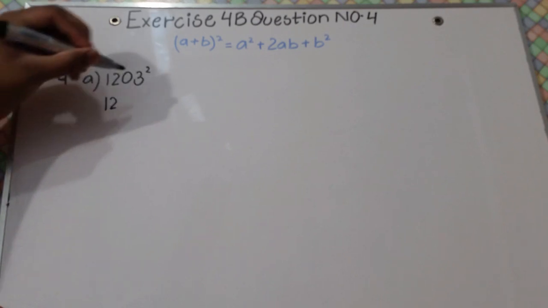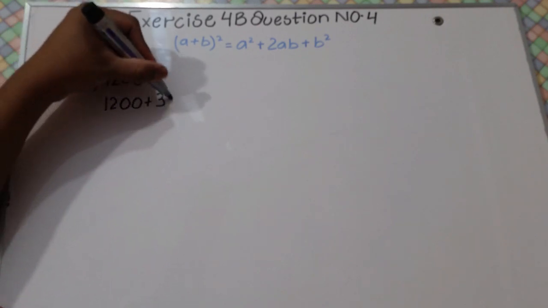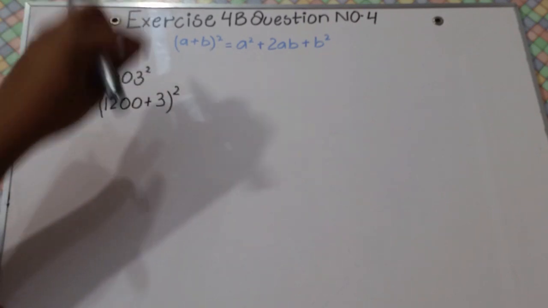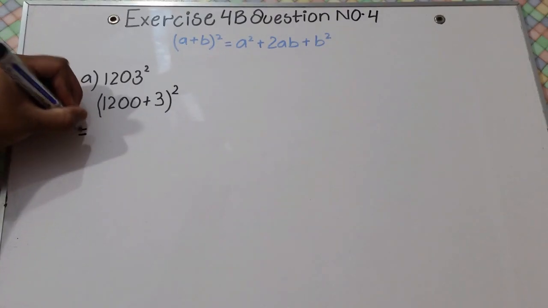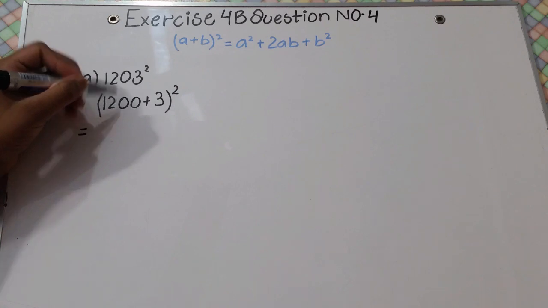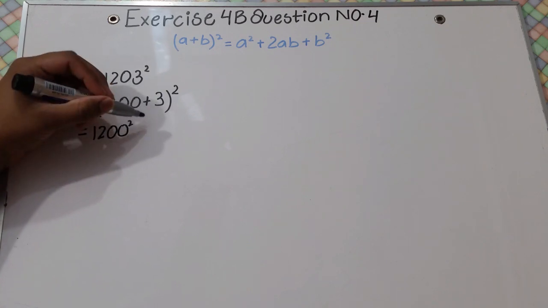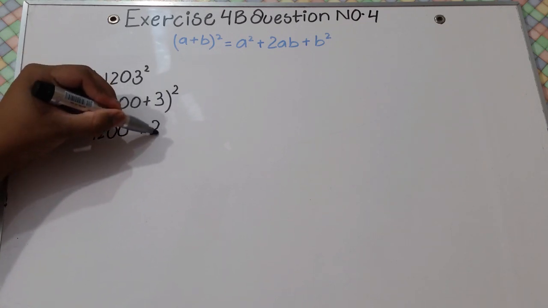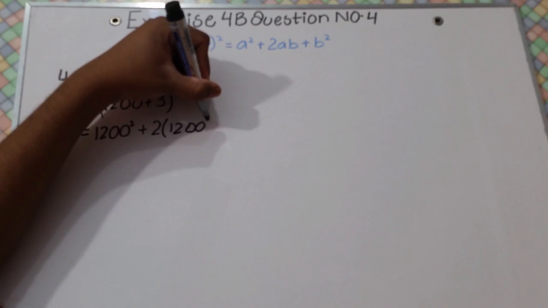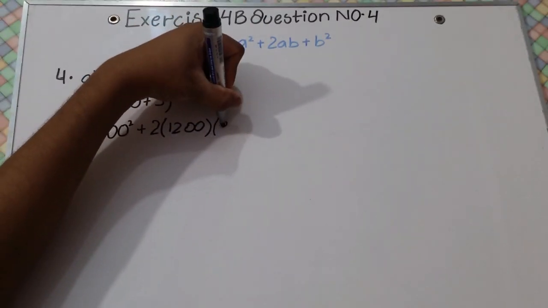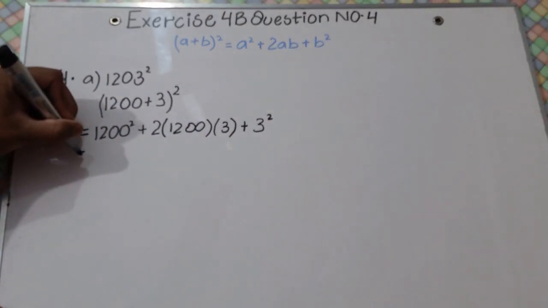If I break 1203 into two different values, it would be 1200 plus 3, then we can put a whole square on it. So it has become a plus b whole square. Now we can put it in this form. This is a, 1200, as you can see in the identity, so we write 1200 square plus 2 into a, which is 1200, into b, which is 3, then b square, which is 3 square. It is pretty simple.